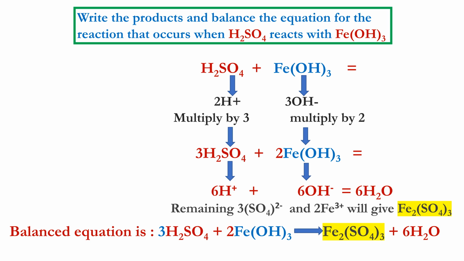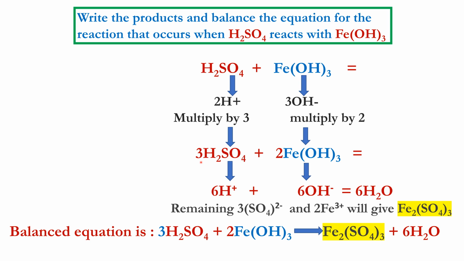Now we learn how to balance neutralization equations. If you are asked to write the products and balance the equation for the reaction that occurs when H2SO4 reacts with iron 3 hydroxide, the first thing you do is count the number of hydrogen ions. It is 2 because we have H2 here. You count the number of OH ions. It is 3 because we have OH3. So 2H plus and 3OH minus are not balanced, so we need to balance both.